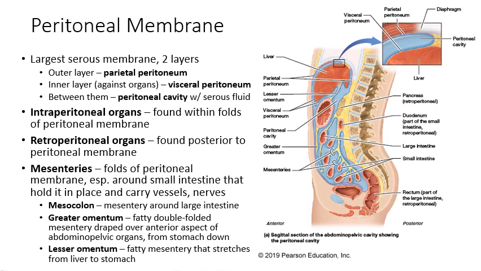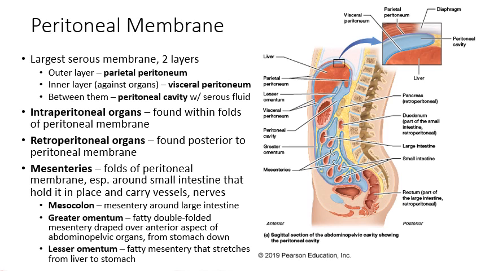Then the layers of the peritoneal membrane have names, and of course every single fold of the membrane has its own name. So for the layers, the outermost layer is called the parietal peritoneum, the innermost layer is the visceral peritoneum, and then the little space between them that's filled with the serous fluid is called the peritoneal cavity.